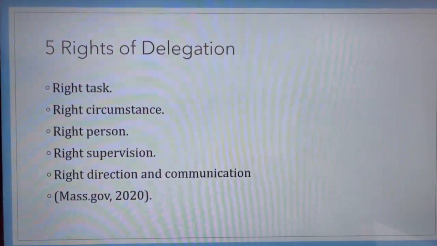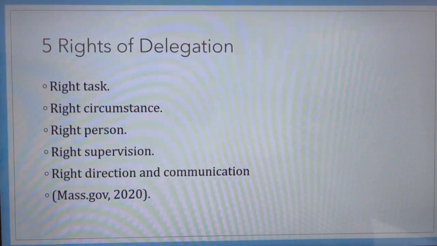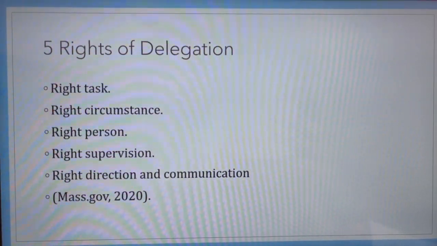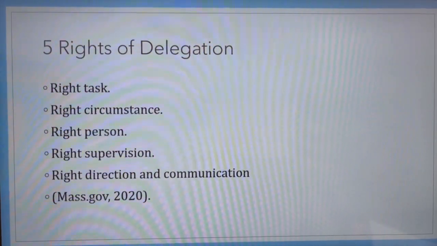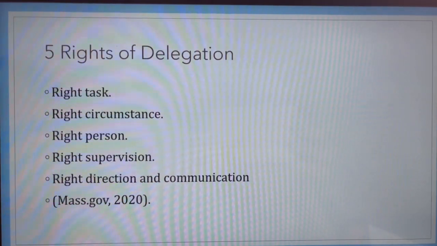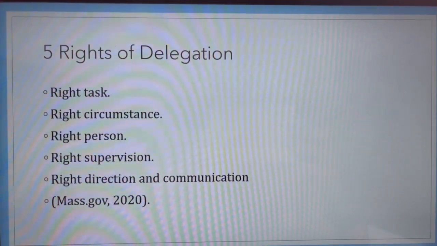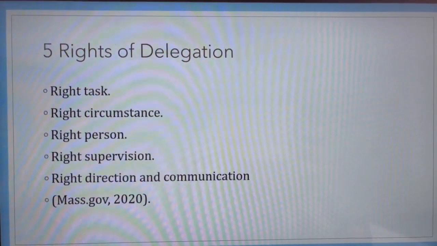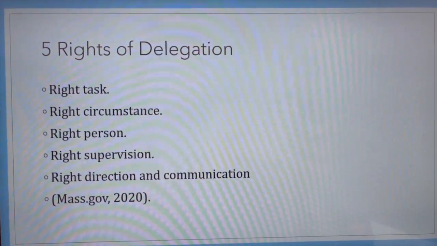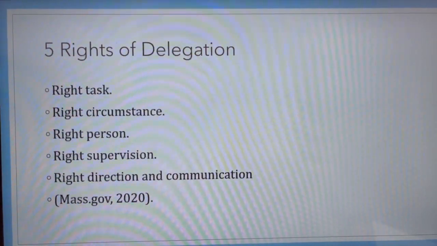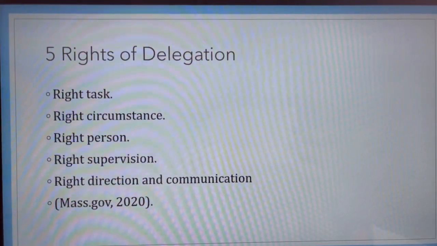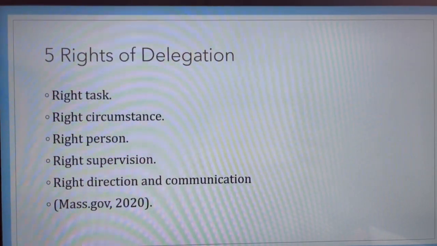The 5 rights of delegation: right task, right circumstance, right person, right supervision, and right direction and communication. Right task: tasks to delegate are repetitive, require little supervision, are non-invasive, and have minimal risk. The right circumstance includes the appropriate patient setting and available resources. The right person: delegating the task to the appropriate person means that you should make sure that the assignment given is within the person's scope of practice.